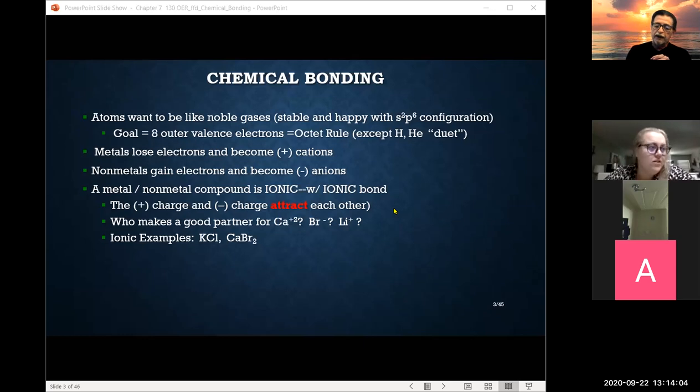Another example here would be calcium bromide, CaBr2. Now you might wonder, okay, why do I have a subscript 2? Back to what I just stated earlier. We know that the calcium ion, being in group 2, has a +2 charge.